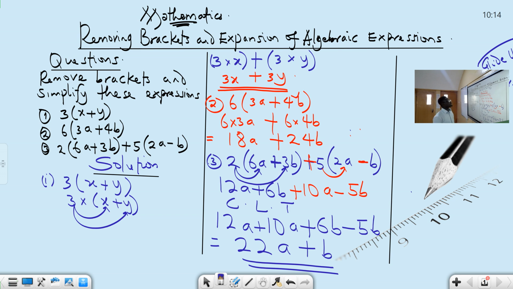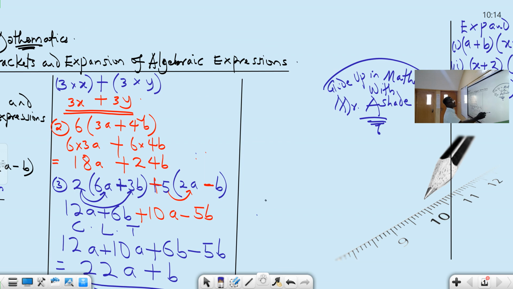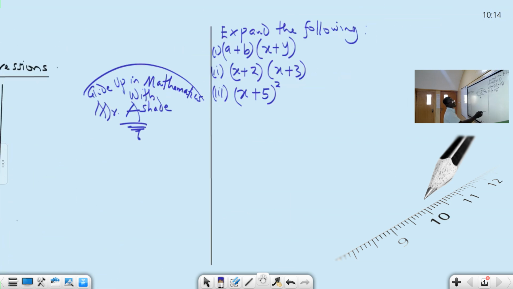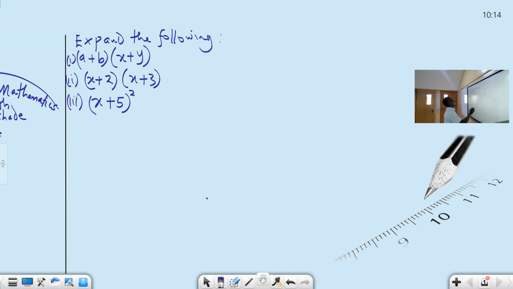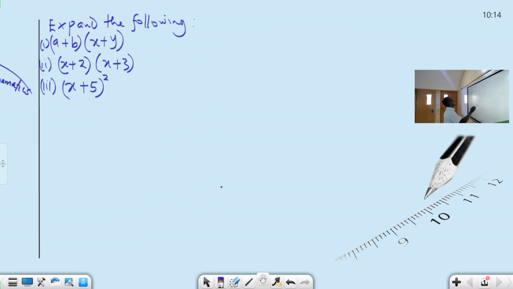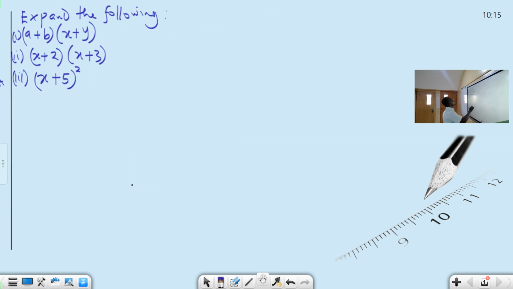So I hope I've been able to do justice to that, and that is very, very clear. And if we come across any questions involving algebraic expression, we'll be able to do that. So quickly we go to expansion. Expand the following. So how do we expand?